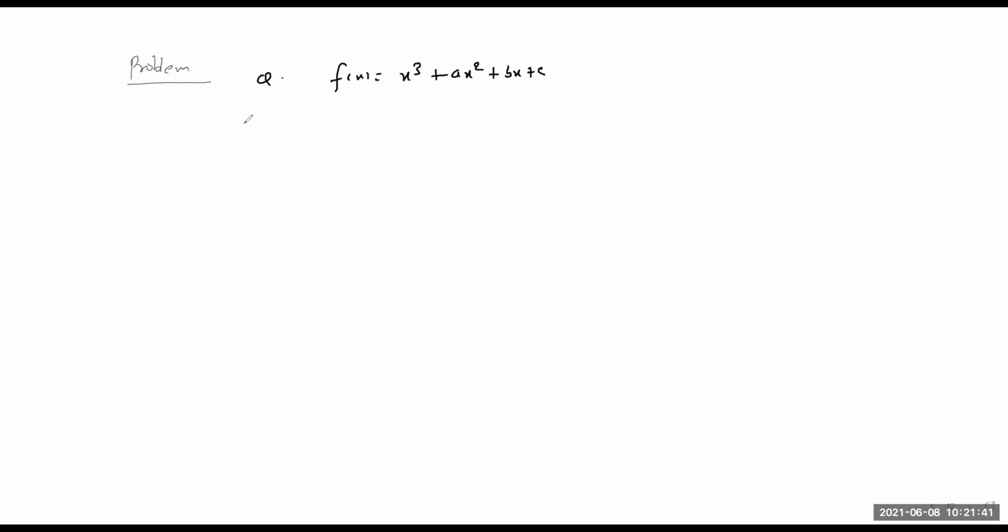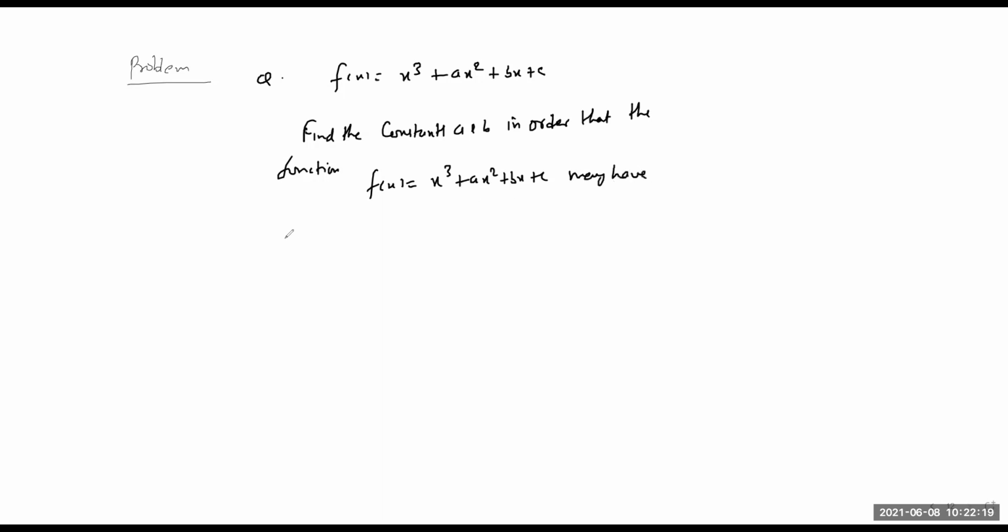Okay, I'll share the question. It's a big question. I like it. Find the constants a and b in order that the function f(x) equals x cube plus ax square plus bx plus c may have, the first part, a relative maximum.